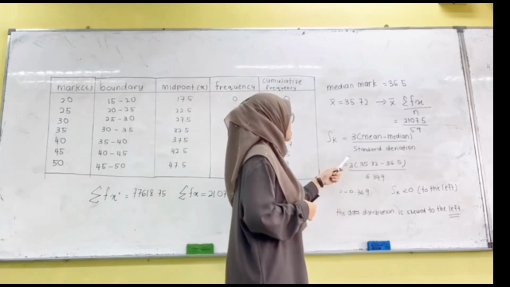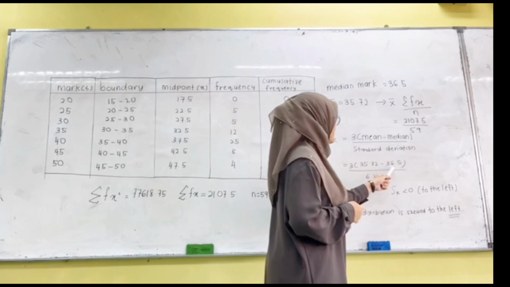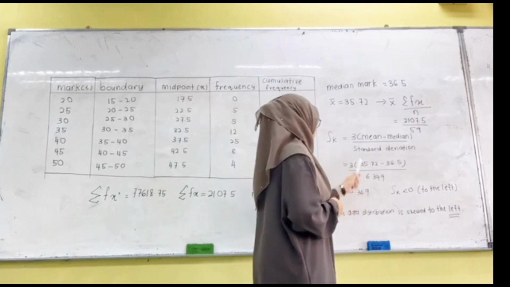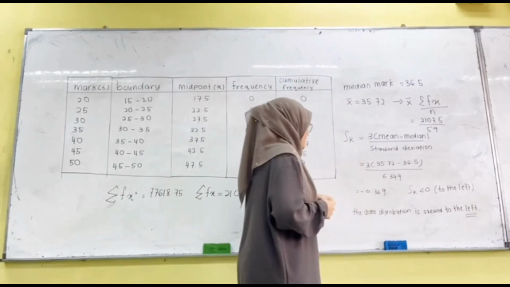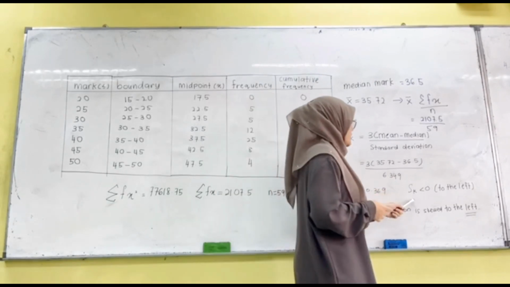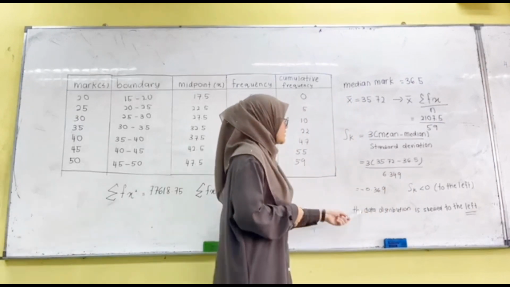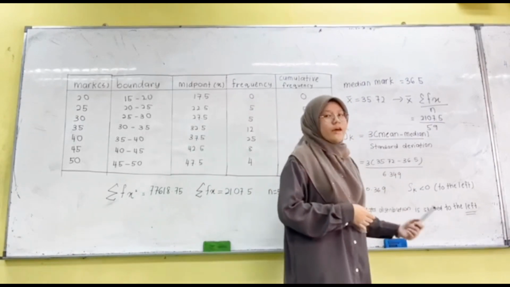Then we can substitute in the formula of skewness: 3 multiplied by 35.72 minus 36.5, divided by the standard deviation that we get from question a. Then we get negative 0.369. Since we get a negative value, the skewness is to the left because it is less than 0. So the data distribution is skewed to the left.